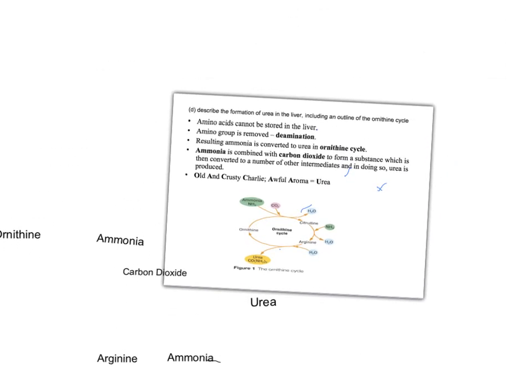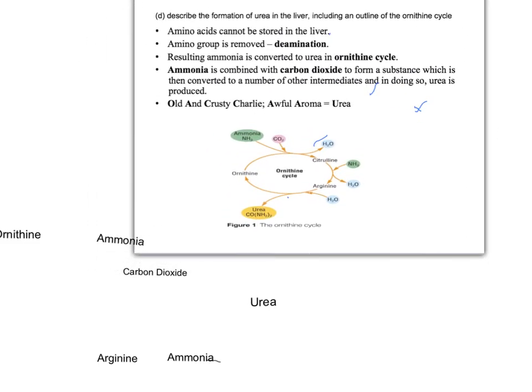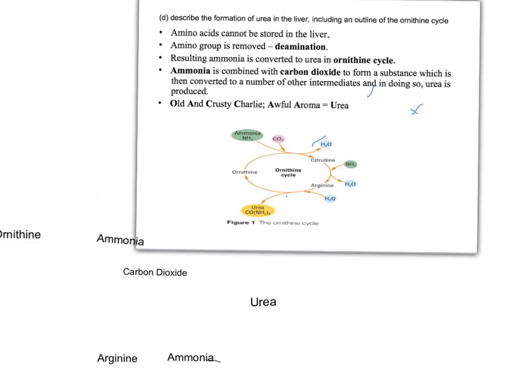Moving on to the next slide. So what you've got to do is describe the formation of urea in the liver, which we've already mentioned, including outline of an ornithine cycle, which is obviously something new to us. So as I said before, we can't store amino acids in the liver. What we do is remove the amino group. That's a process called deamination. Key word as I mentioned before.